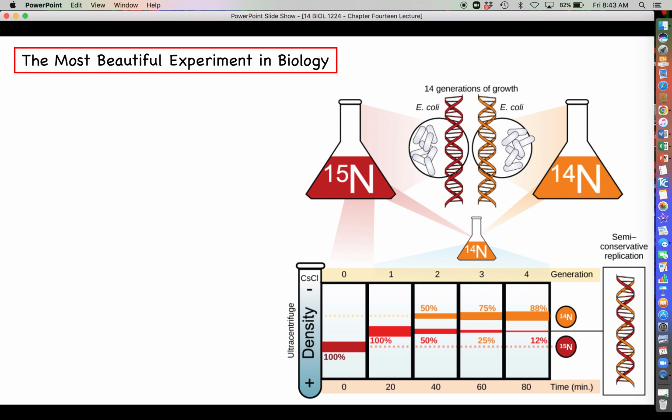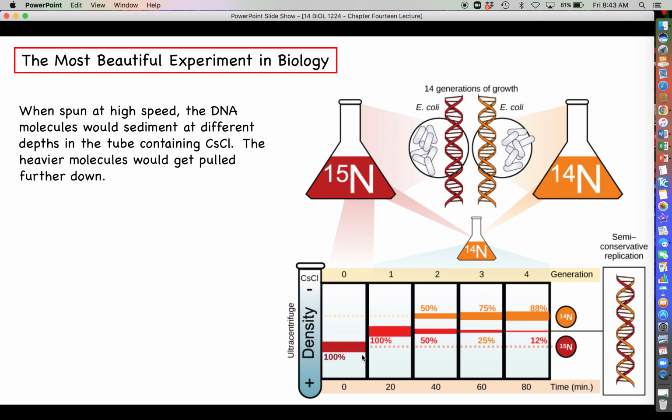So after 15 generations, we can see exactly where the heavy DNA is sedimenting. But you can see that after the 15th generation, so after that first generation of switching over to nitrogen 14, 100% of the DNA becomes lighter than the DNA that came before it. And again, this is all we needed to eliminate the possibility of the conservative model.